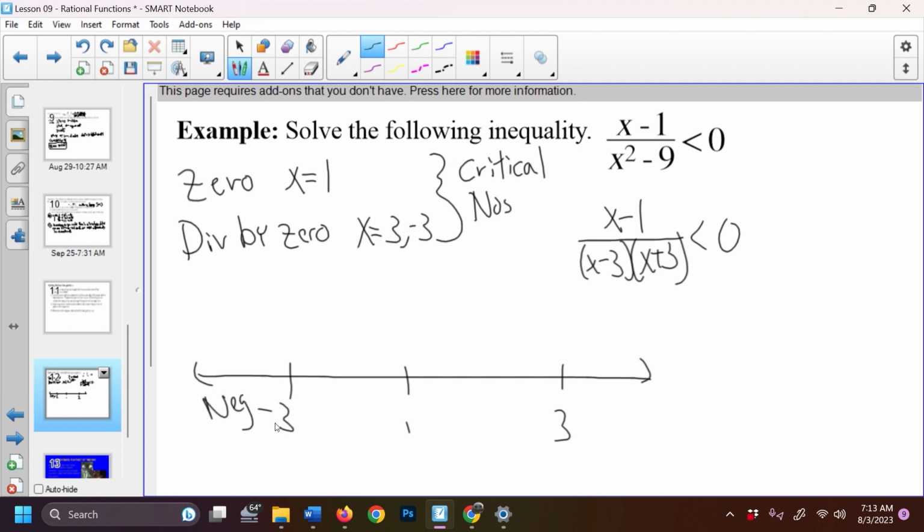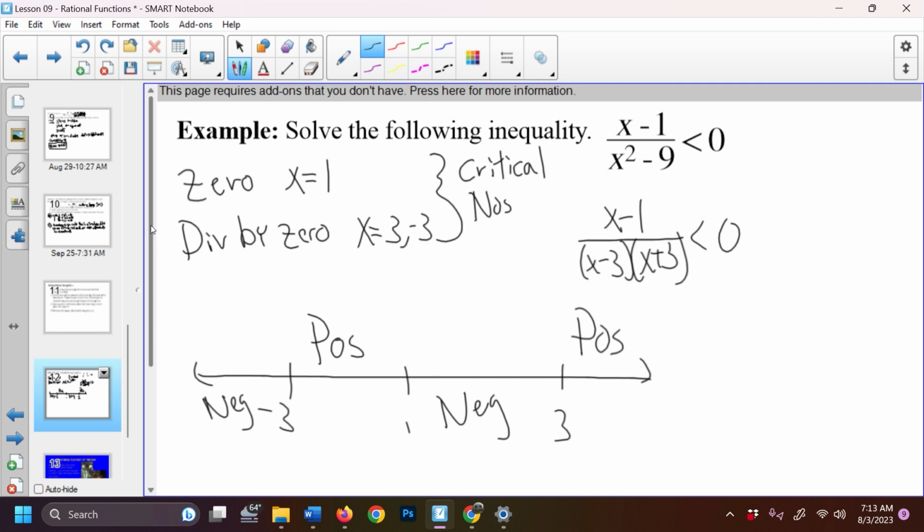If I pick a number between negative 3 and 1, let's say 0, which is easy, I get negative 1 over negative 9. That is positive. Let's say I pick 2. 2 minus 1 is positive. 2 squared is 4 minus 9 is negative. Positive divided by a negative is a negative. And then in this last interval, let's say I pick 10 again. 10 minus 1 is positive. 10 squared minus 9 is positive. This is positive.